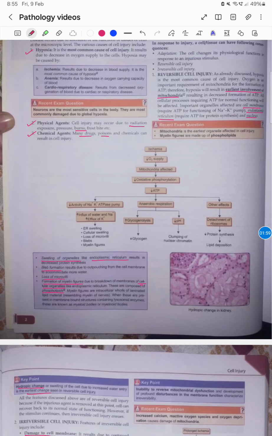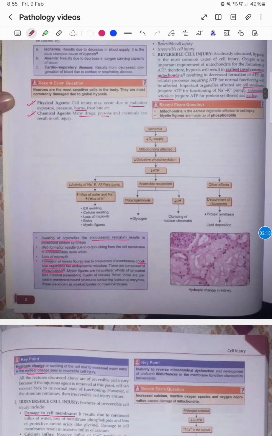Now the reversible cell injury. It includes some of the organelles and parts of the cell, that includes cell membrane, mitochondria, endoplasmic reticulum and nucleus. Mitochondria faces the earliest involvement.